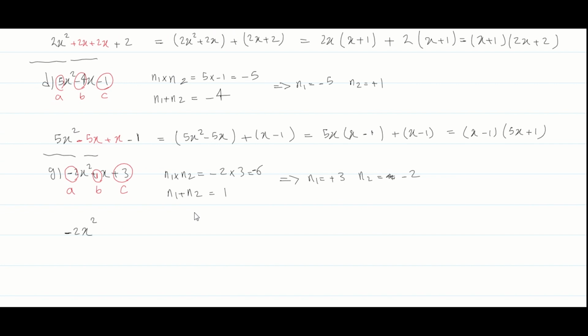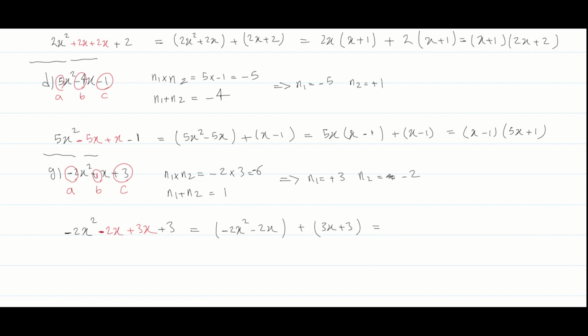Now, I'm going to use the second number, which is negative 2 in here. Write it as negative 2x. I'm now going to use the first number, which was 3x. Then I'm going to write the last term, which was our c value, which is 3 in here. Now I'm going to split this into two groups. So it can be written as negative 2x squared minus 2x. And the second group would be 3x plus 3.